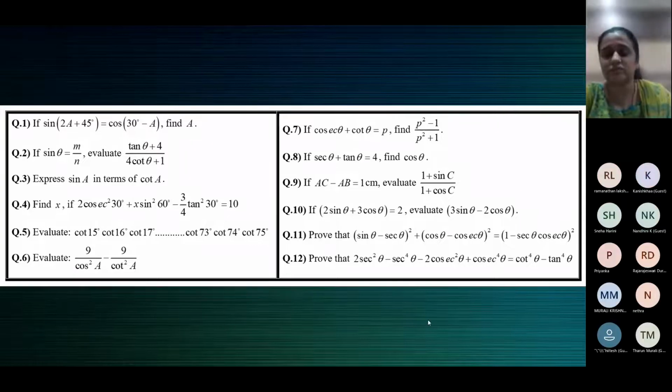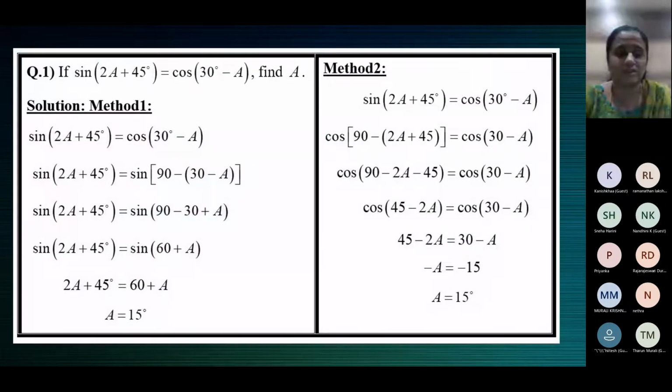Who can share the answer for the first one? What's the value of A? 15 degrees, ma'am. Was that Kanishka and Raja Rajeshwari? 15, ma'am. Yes, Nandini ma'am also. Very good. A is equal to 15. Very happy after a very long time.